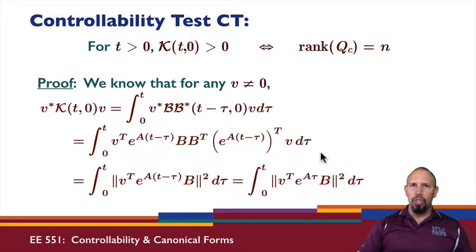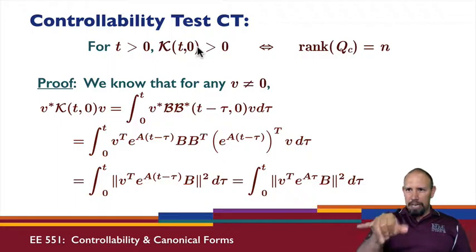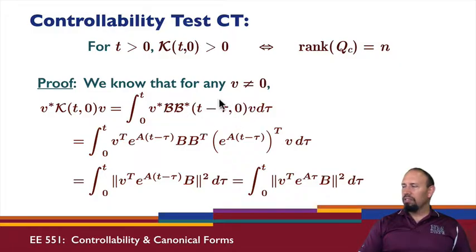What about the continuous time controllability? Remember, the continuous time controllability uses the controllability gradient, which is a convolution integral type thing. So we have this test: for t greater than 0, the controllability gradient is positive definite if and only if the rank of QC is equal to n. We have the same kind of problem, but now our controllability gradient isn't a matrix that is easy to identify as a matrix times another matrix. In fact, the controllability gradient is an integral.